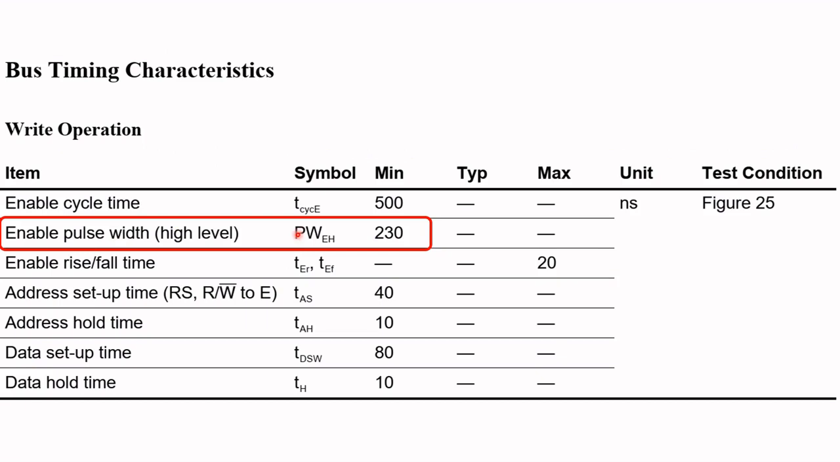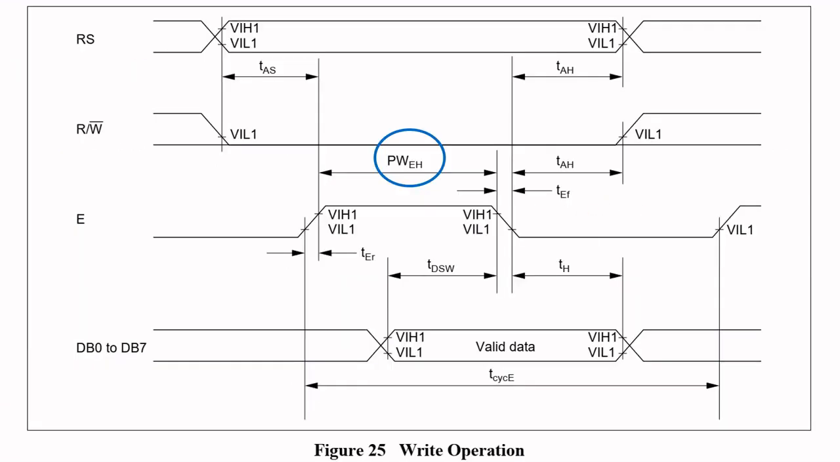And from the datasheet, the width of the pulse should be about 230 nanoseconds. And that here is the timing diagram. You have your RS, which we have set to 0 because we're issuing a command, and in our case, the read write line is permanently grounded. And these are the data that we want to send. Now, the enable pulse, which is this one here, the width, from this point to this point here, should be 230 nanoseconds.